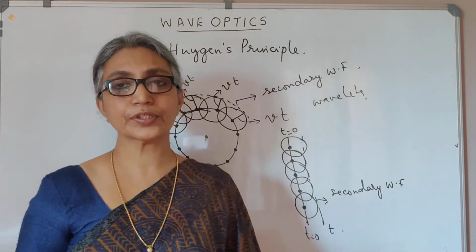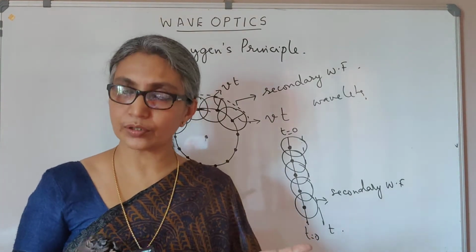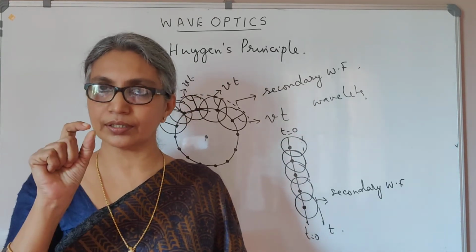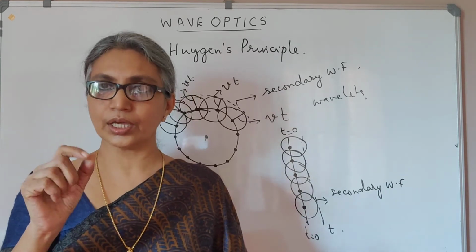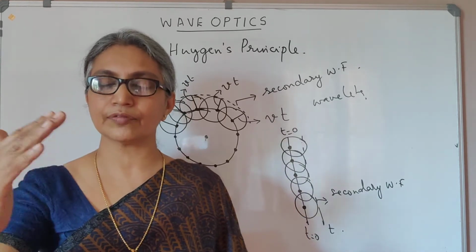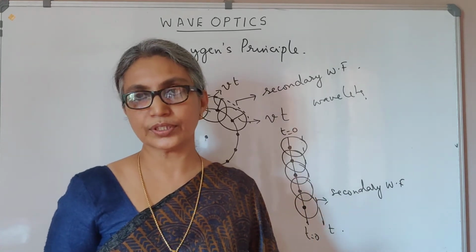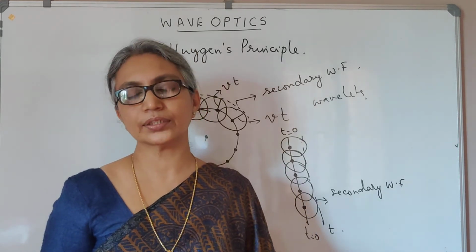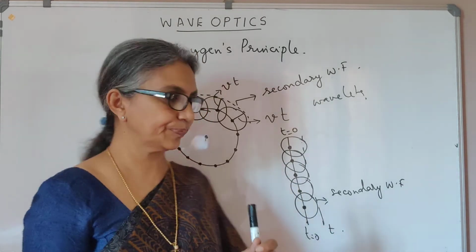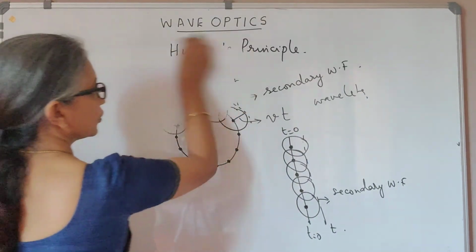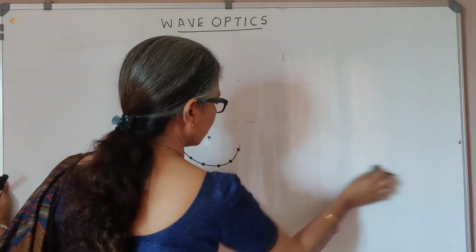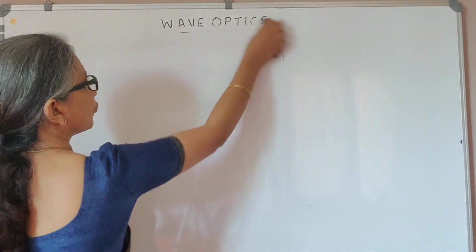So basically, Huygens' principle simply says that if you have a spherical wavefront or a plane wavefront, every point on that wavefront will behave like a secondary source of disturbance or energy, and it'll have its own wavelets traveling forward in that medium with a speed v. And if you draw a common tangent to all these wavelets, you will get the secondary wavefront after a time t. Using this Huygens principle, we can now prove Snell's law of refraction. That's what we're going to do, to prove Snell's law of refraction using this principle.